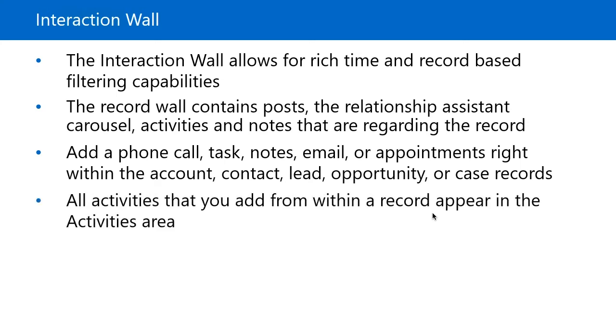All activities that you add from within a record appear in the Activities area. And as we mentioned previously when we talked about activities, if the regarding field of an activity is set, the activity appears in the activity wall of the regarding record and any other related records. You can also filter the list to show just the activities that are in progress or the ones that are overdue. You can click or tap the inline complete link to close the activity and mark it as completed.